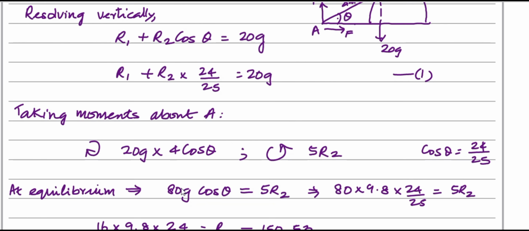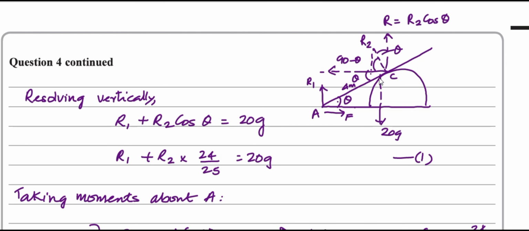And now this 80g comes from 20 times 4, right? If 4 decreases, that means the left hand side will decrease here. Therefore, the right hand side also should decrease. Therefore, we can come to the conclusion that if the center of gravity moves towards A, then the normal reaction at C will decrease.